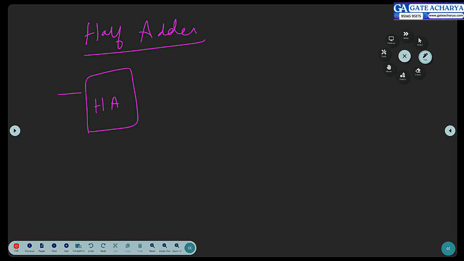Time for combination circuits. What is a half adder? Two inputs are there, A, B. Output is sum and carry. Well done. For example, if you add 1 plus 1, this is not OR gate, this is addition. When you add 1 plus 1, answer is 2. 2 means, how do you represent 2 in the, what is this one called? Carry. And this one is called sum.